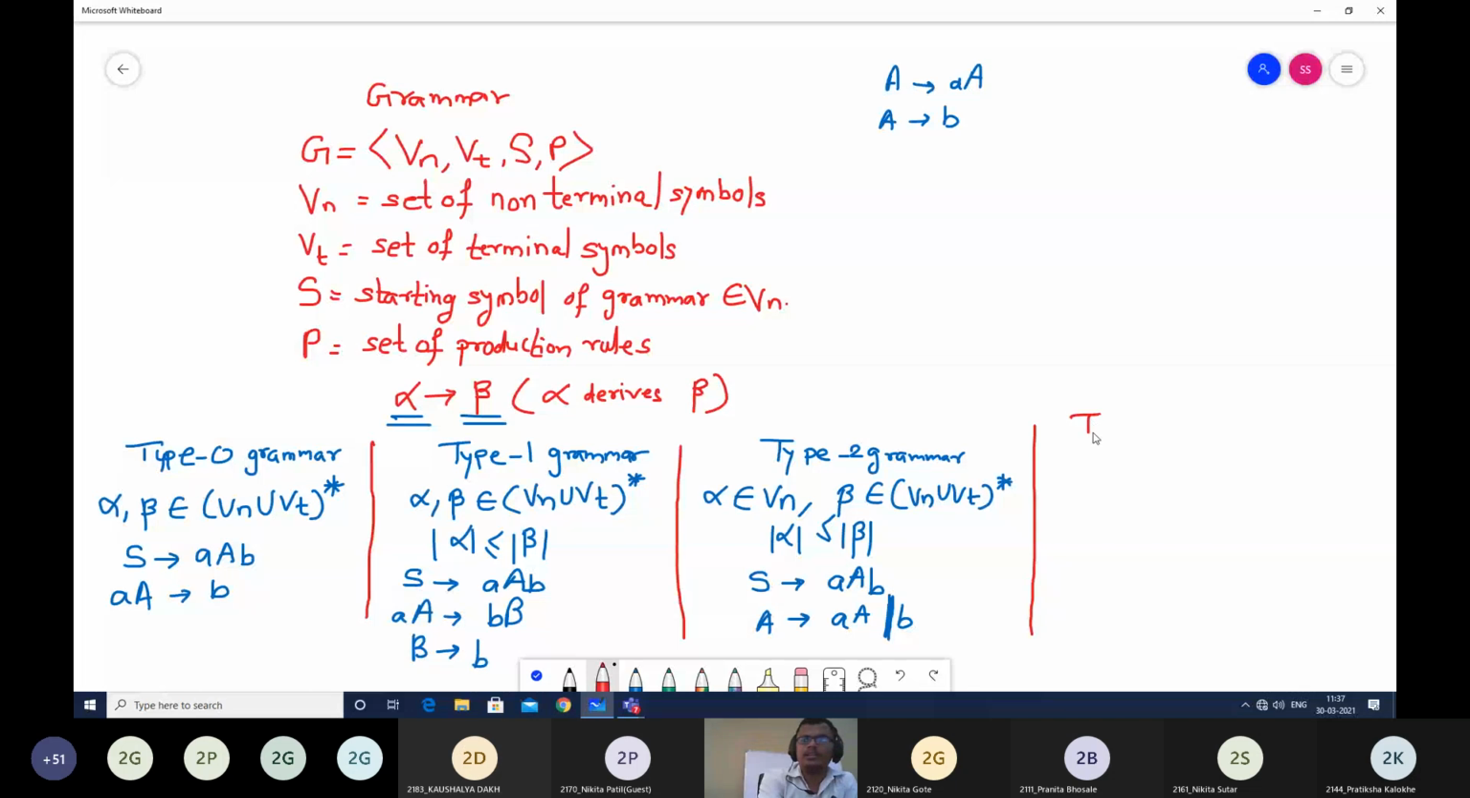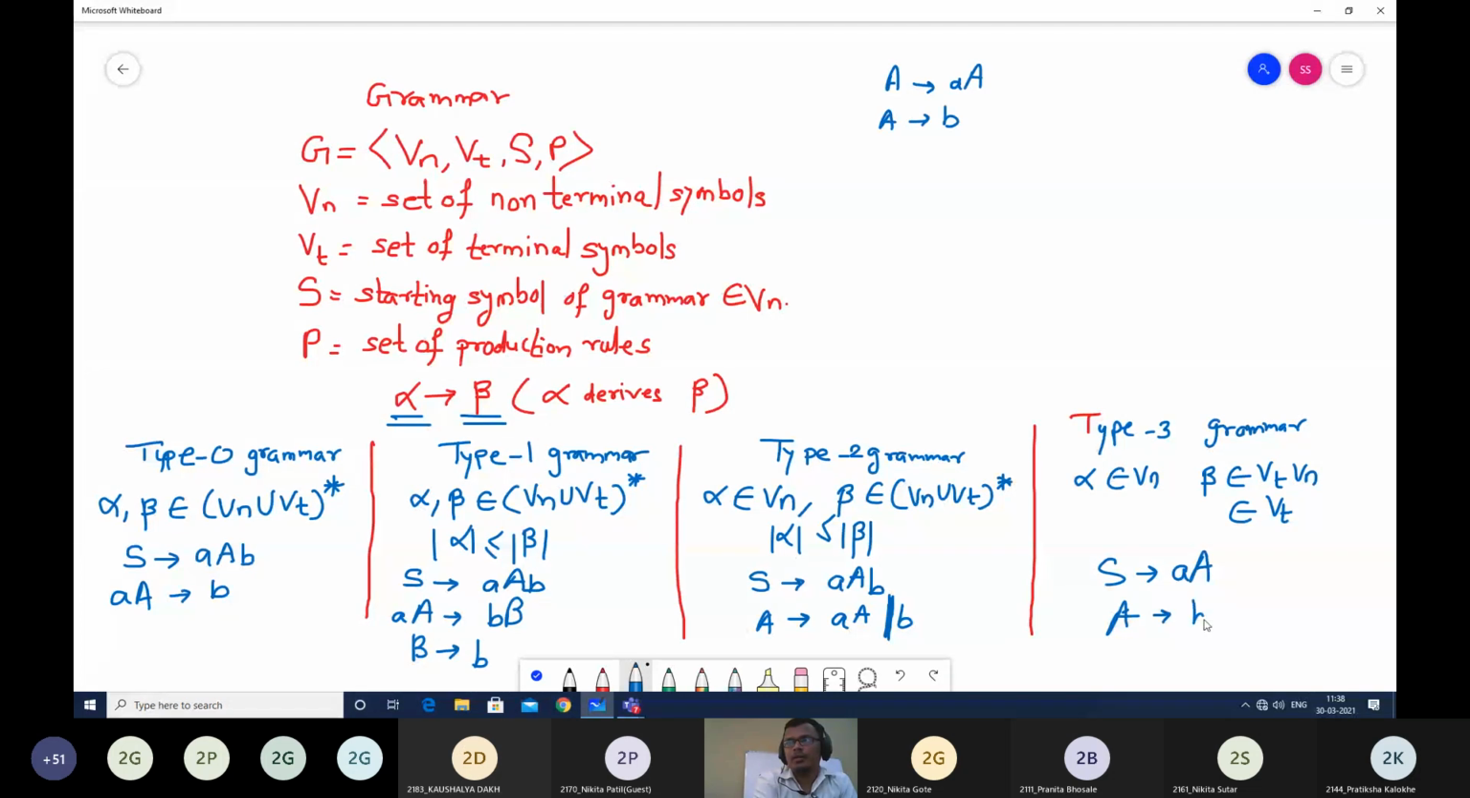The last type of grammar, that is type 3 grammar. So in type 3 grammar, what are the restrictions? Again, alpha compulsorily has to be a non-terminal symbol. And now beta can take only two forms: either terminal followed by non-terminal, or only a terminal symbol. So it should suit only one of these two forms. So we can have production rules like this: terminal followed by non-terminal, and only terminal.